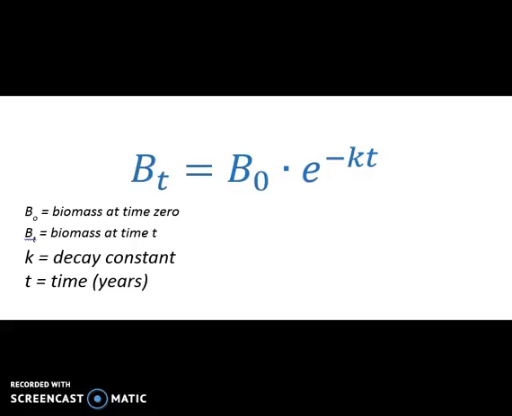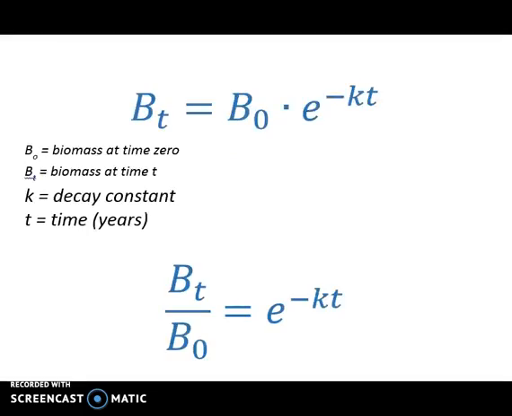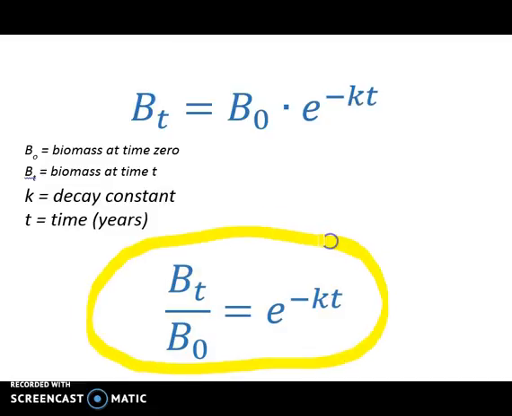B sub t equals b sub 0 multiplied by e raised to the negative kt, where b sub t is the biomass at time t, b sub 0 is the biomass at time 0, k is the decay constant, and t is time, which we usually measure in years. We commonly solve for this proportion though. B sub t over b sub 0 equals e raised to the negative kt.